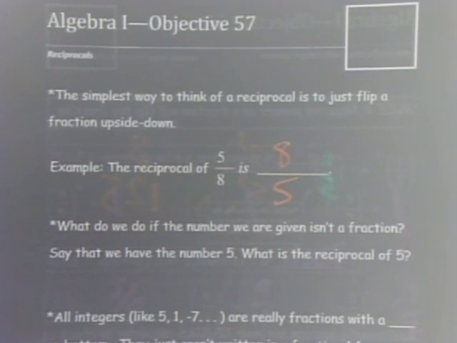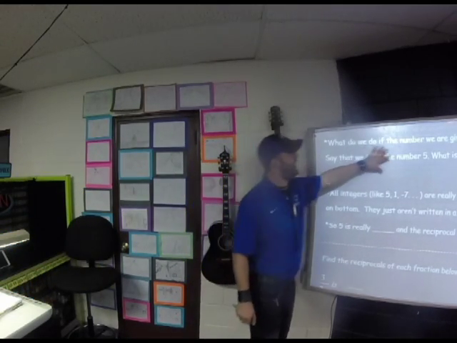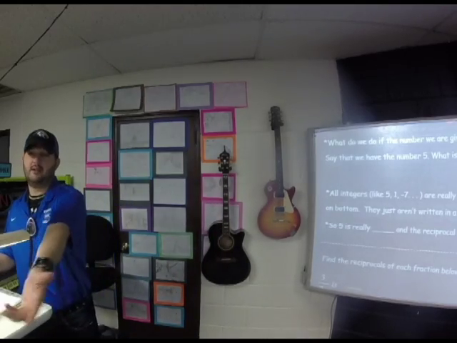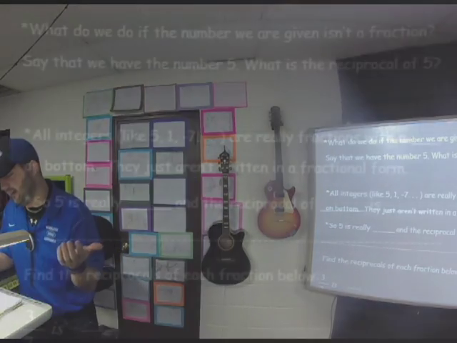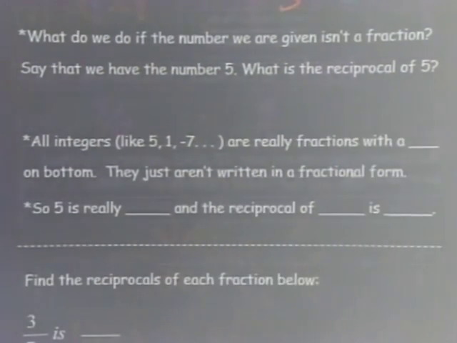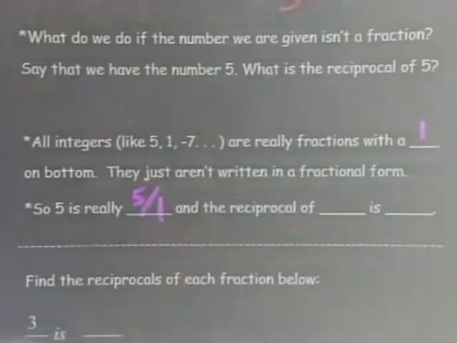But a couple other things about reciprocals we need to know is sometimes you're going to be asked, what's the reciprocal of a nice whole number like 5 or an integer? Say we have 5. What's the reciprocal of 5? So, it's 1 over 5. Anytime that you have an integer, 5 or 1 or -7, they're really fractions with a 1 on bottom. So 5 is really 5 over 1.